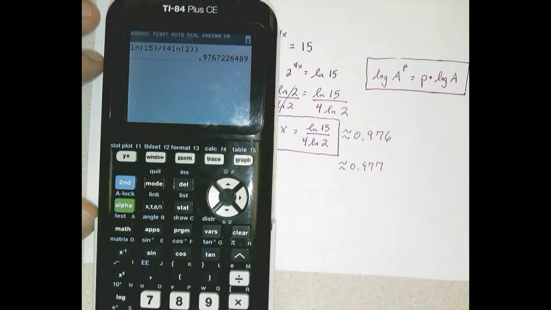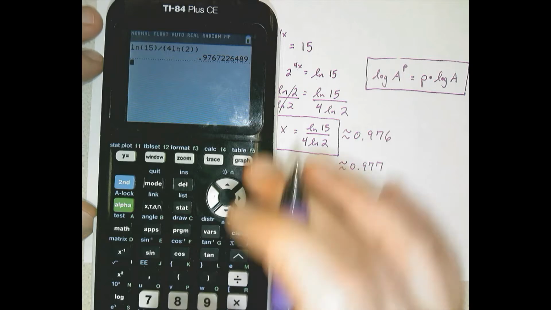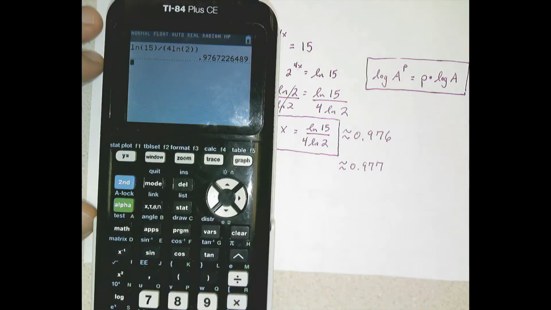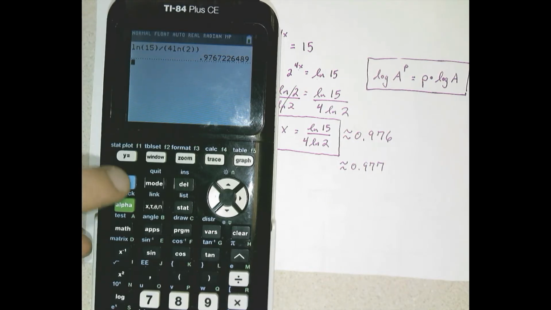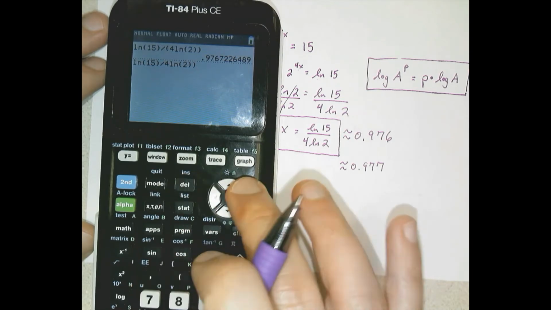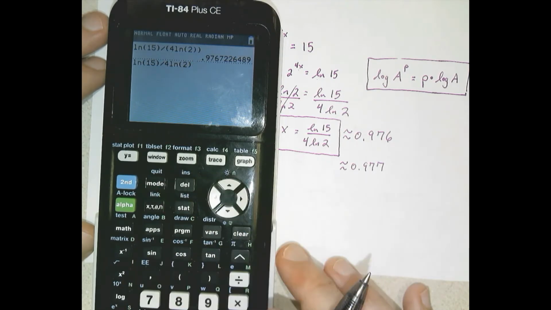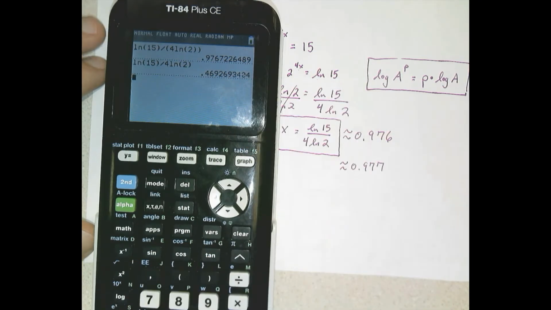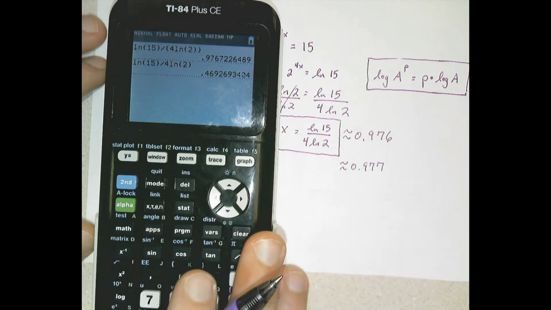Now please note that if you're using one of the graphing calculators, your denominator should be in parentheses. If we don't include the parentheses, we will get the incorrect answer. And just to demonstrate that, I'm going to delete the parentheses out of the denominator. And we see that we arrive at a different answer. So be careful with how you use your parentheses.